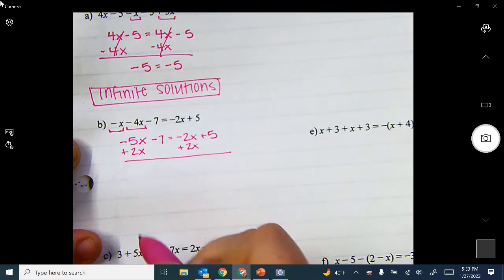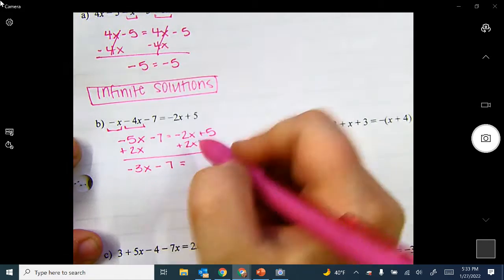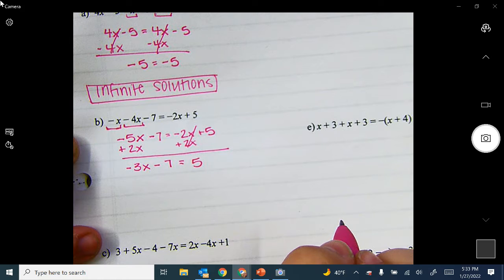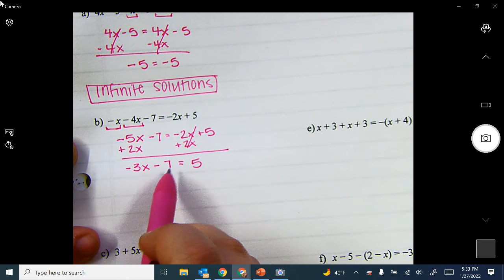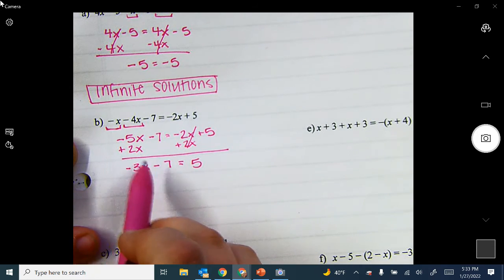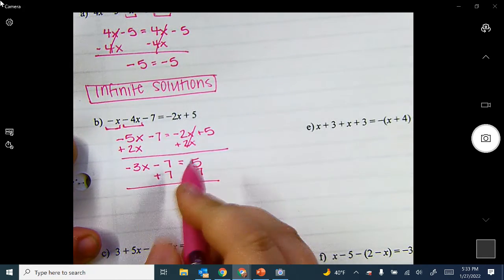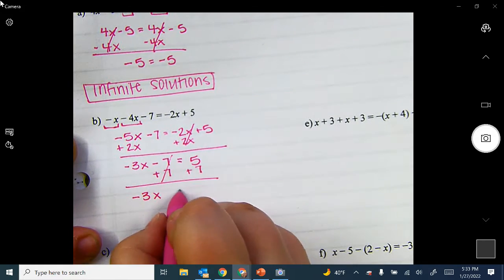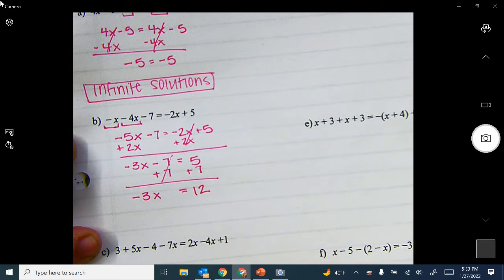Okay, so negative 5 plus 2 leaves me with negative 3x minus 7. Those canceled out, so now I just have 5 on the right. So I have negative 3x minus 7 is equal to 5. Okay, so now that my x's are all on one side of the equal sign, now I need to move this negative 7 over here so that I just have the x's. So I'm going to do the opposite, which is adding 7. Now over here, I have negative 3x. Those 7's canceled out. So I have negative 3x is equal to 12.